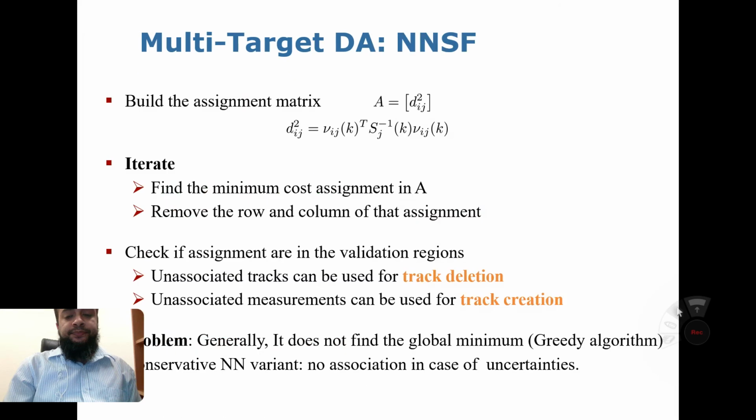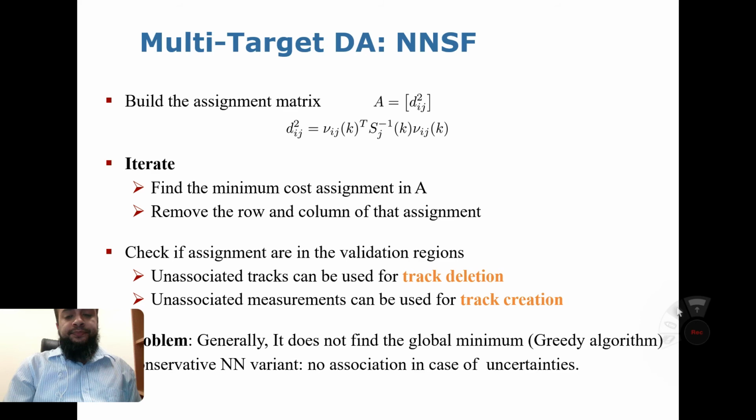Also in this course, you will study only single target tracking. This lecture is just an introduction to multi-target tracking, but we only focus on single target tracking in the next classes.